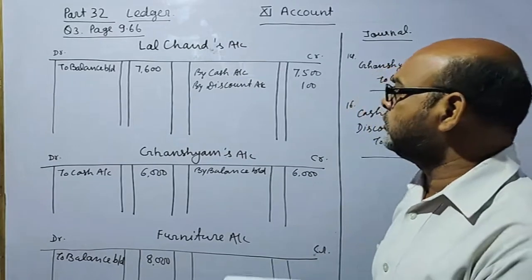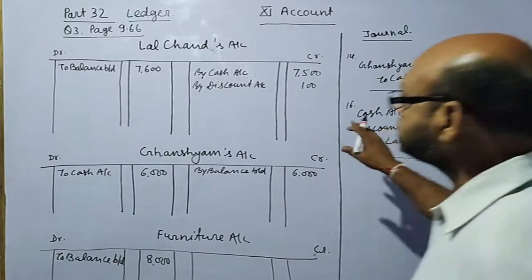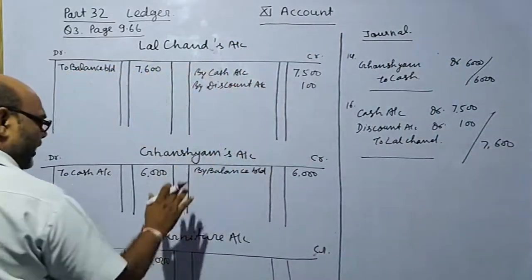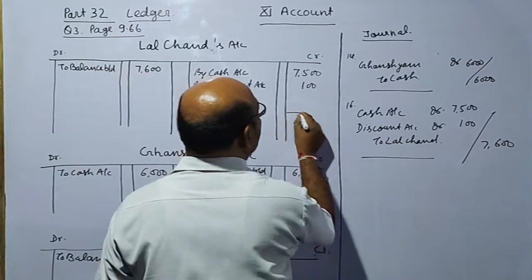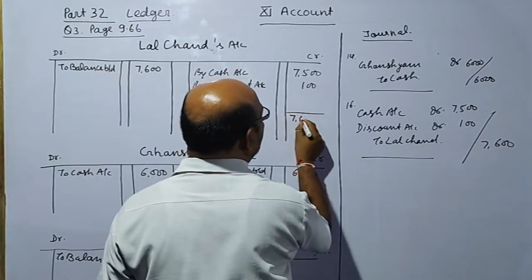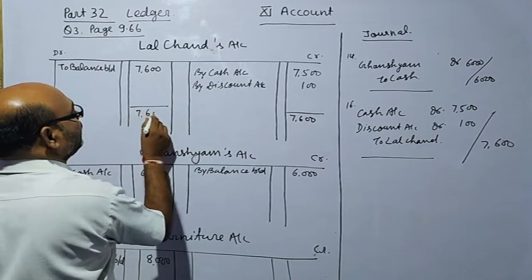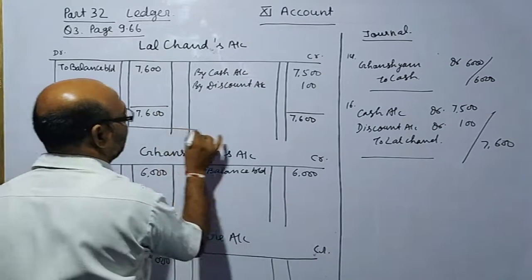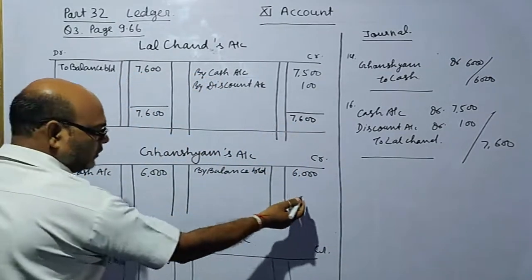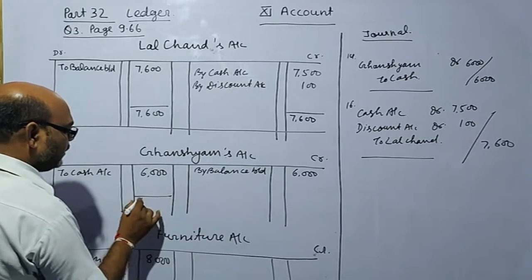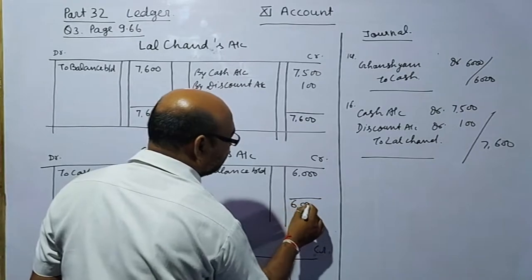Now you are seeing no other transaction is related to Lal Chand, Ghanshyam and furniture. Now you will make the total of Lal Chand. So here total will come 7,600 and here is also 7,600. So there will not come any balance. Same with Ghanshyam, debit and credit both side total is 6,000. So no balance will come here. You will write only 6,000.